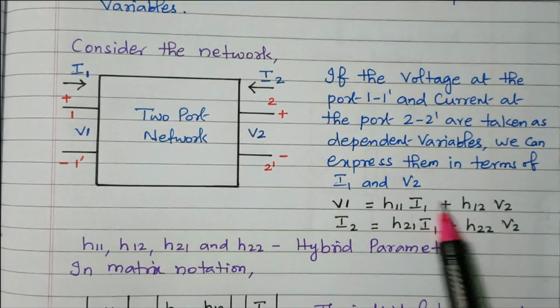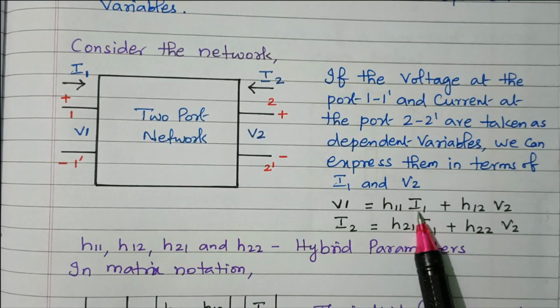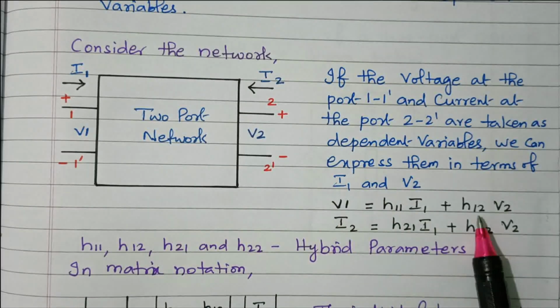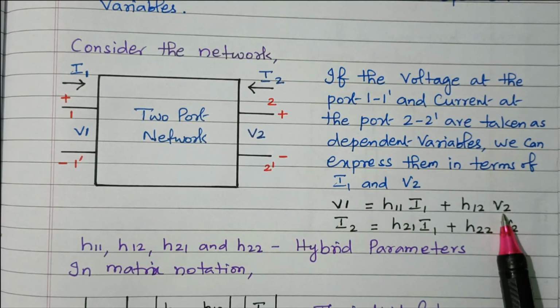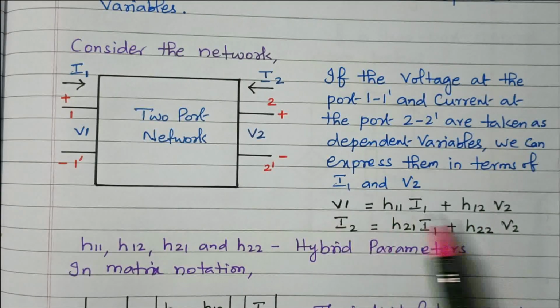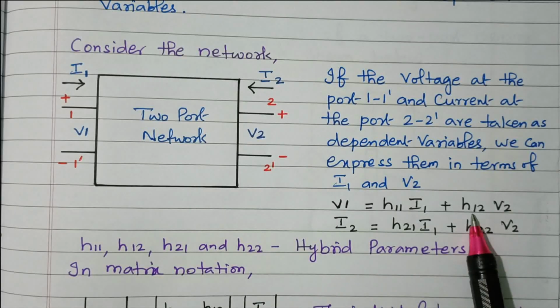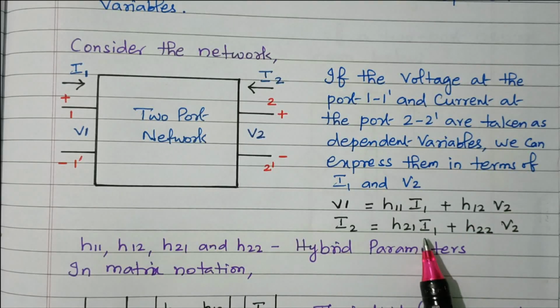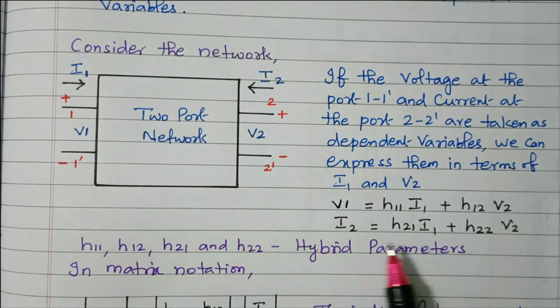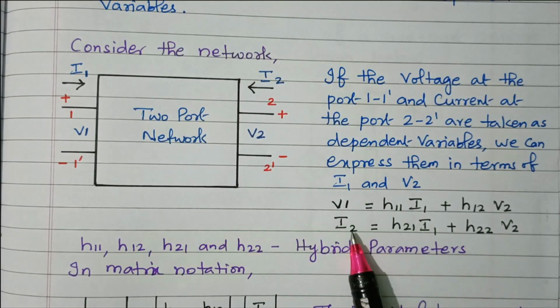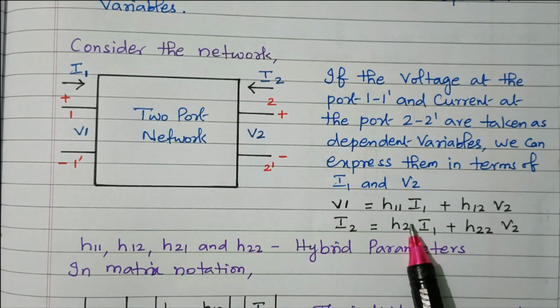So these two basic equations are available. In that, I1 equal to 0. If I1 is 0, the entire term is 0. So V1 equal to H12 into V2, so H12 is nothing but V1 divided by V2, bringing V2 into the denominator. Similarly, with I1 equal to 0, the entire term is 0, so I2 equal to H22 into V2. So H22 is nothing but I2 divided by V2. So by substituting I1 equal to 0, we are able to find these two parameters.